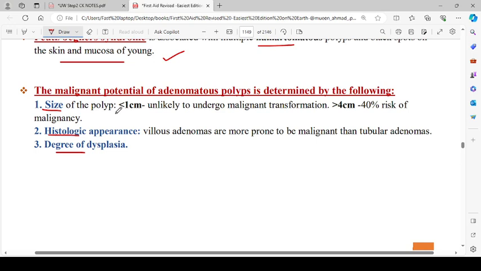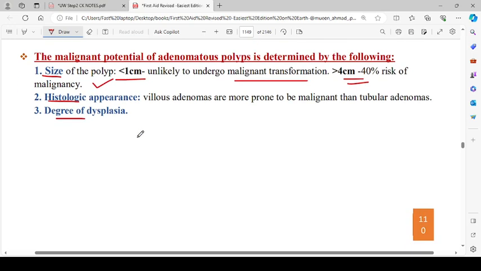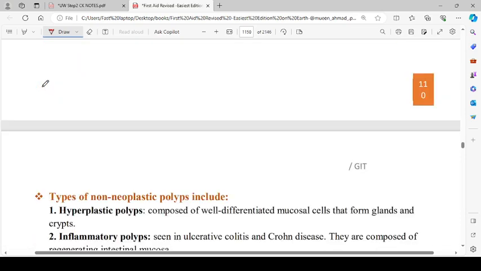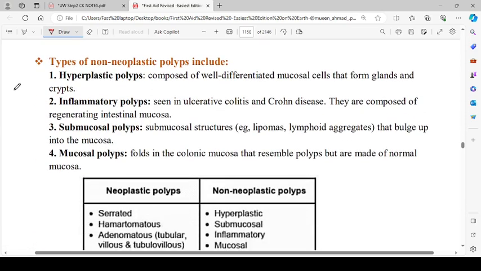The malignant potential of an adenomatous polyp is determined by the following: size, histologic appearance, and degree of dysplasia. If the polyp is less than 1 centimeter, it is unlikely to undergo malignant transformation. More than 4 centimeters carries a 40% risk of malignancy. Regarding histologic appearance, villous adenomas are more prone to be malignant than tubular adenomas, and the degree of dysplasia is a very important hallmark for determining the chances of malignancy. Then come the types of non-neoplastic polyps. These are hyperplastic, inflammatory, submucosal, and mucosal.